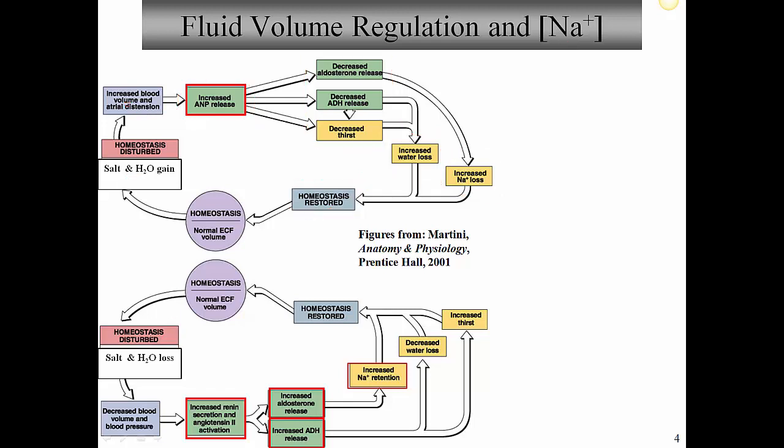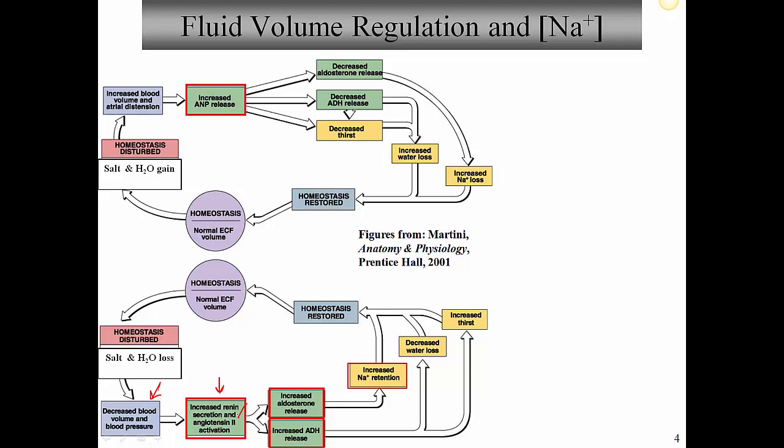Now we can also have the opposite case where we have salt and water loss. As you might imagine, this will result in a decreased blood volume and blood pressure. And from what we talked about before, remember that when the blood pressure decreases, one of the main ways we bring it back is through the secretion of renin by the kidneys. This causes that whole renin-angiotensin-aldosterone pathway to kick in.